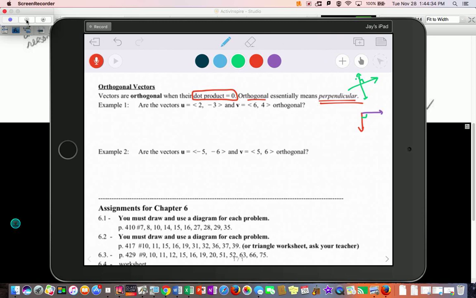But essentially it's perpendicular. So on this first example, I would take the 2 times the 6, and I will add to it, don't forget to add when you do the dot product, negative 3 times the 4, so this is 12 plus a negative 12, so I get 0. So yes, orthogonal.